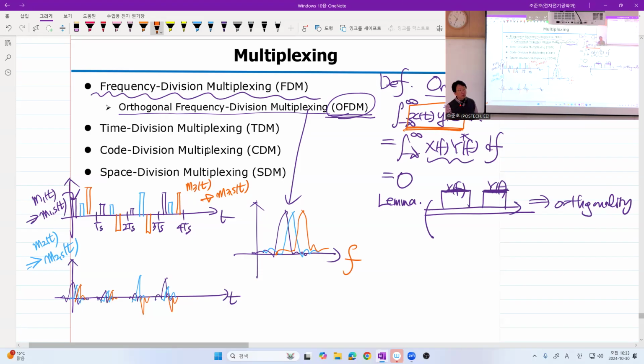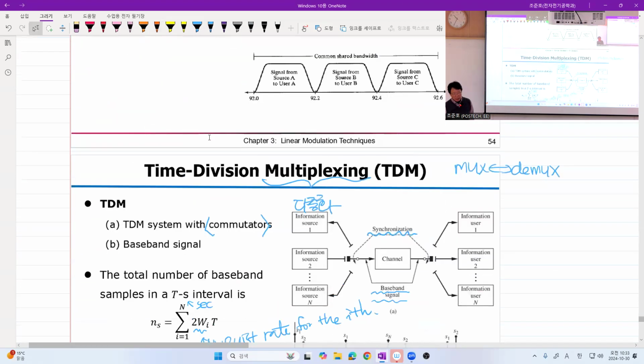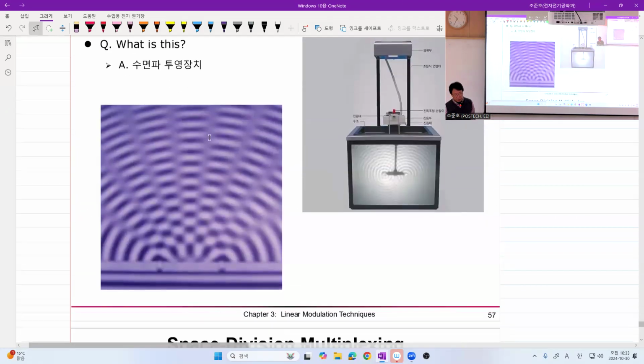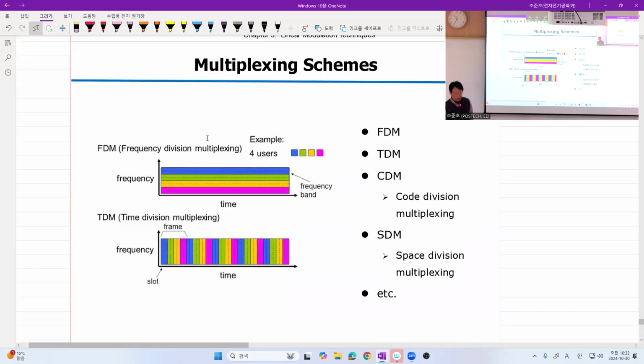Right? So be careful. Now, what about code division? It's a little bit complicated and will be usually deferred to other discussions, especially in digital communication. What about space division? This is an interesting idea, and let me give you some figure. Okay, before doing that, let's see the figure to visualize frequency division multiplexing and time division multiplexing.